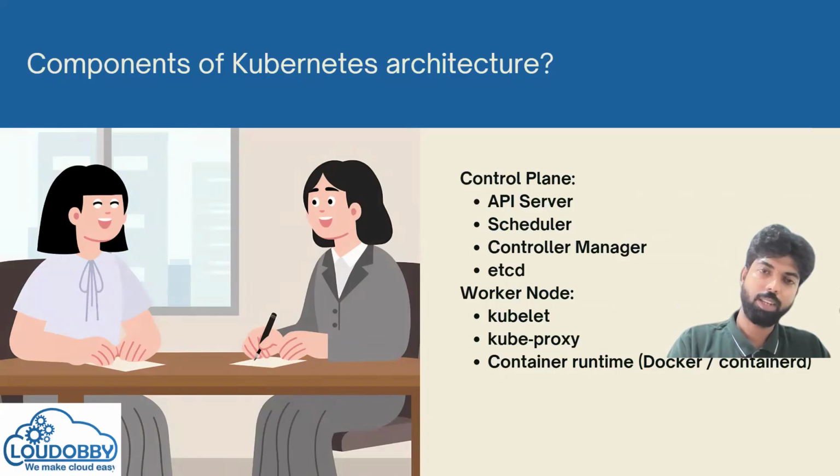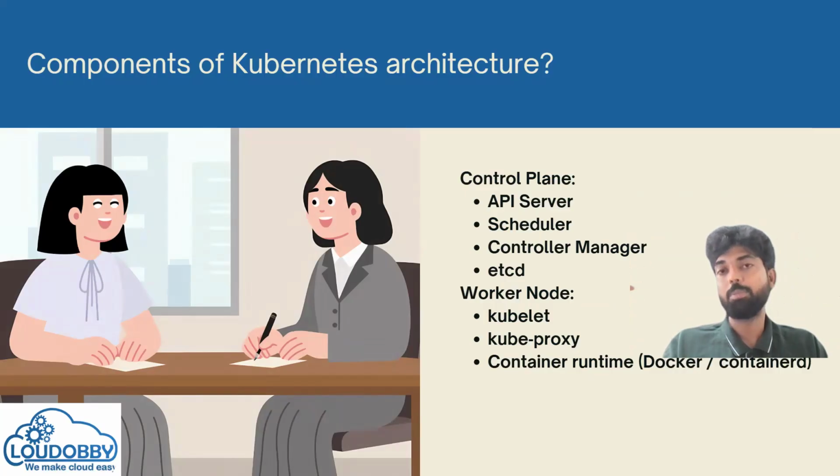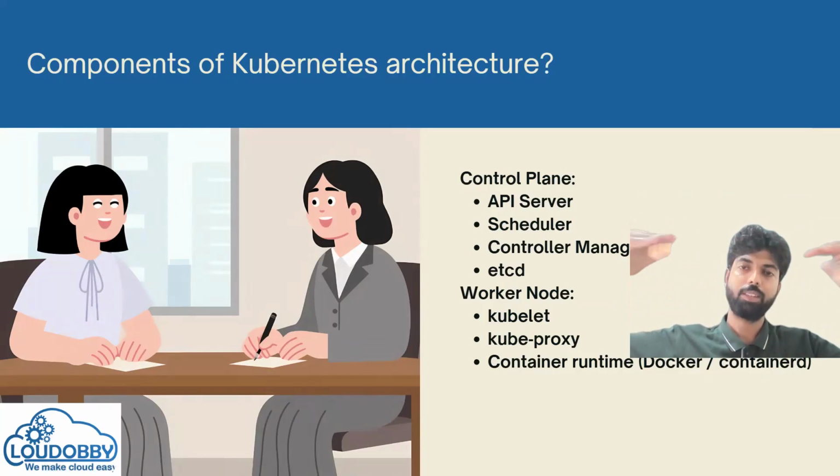Components of Kubernetes architecture. It's very important to understand this orchestration platform architecture, and that's why you will know the benefit and be able to explain it. First, it has a control plane or master node, then worker nodes. In EKS, the control plane will be managed by AWS. In AKS, the control plane will be managed by Azure.